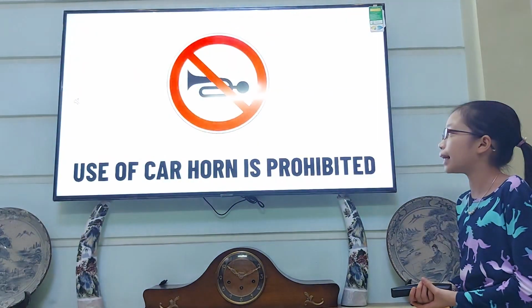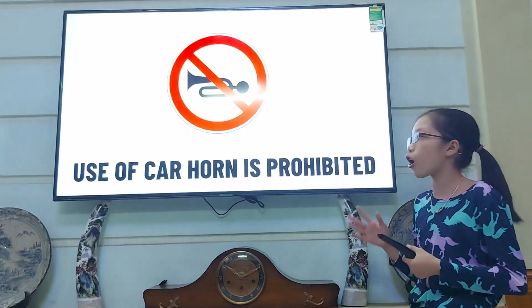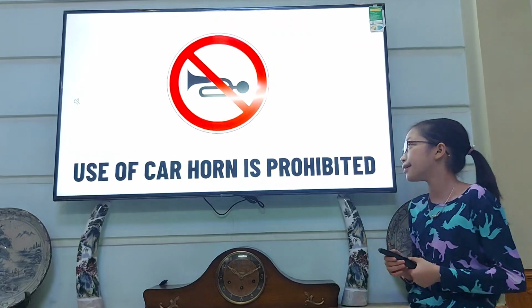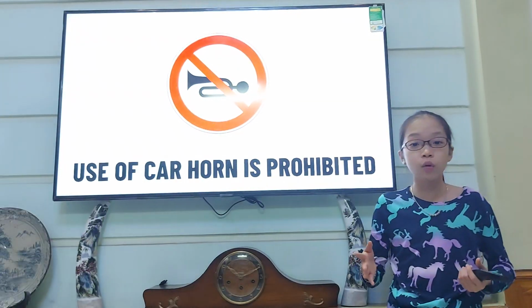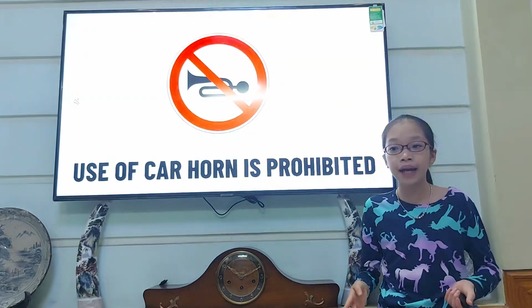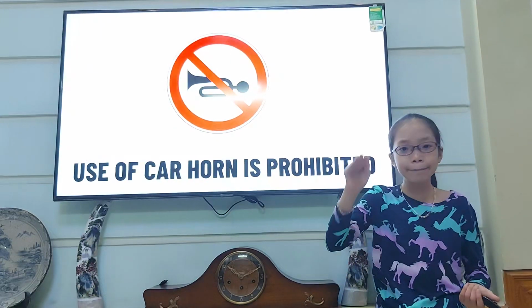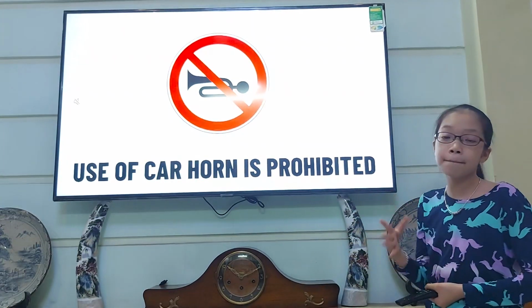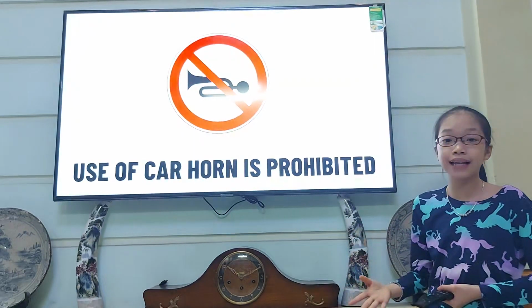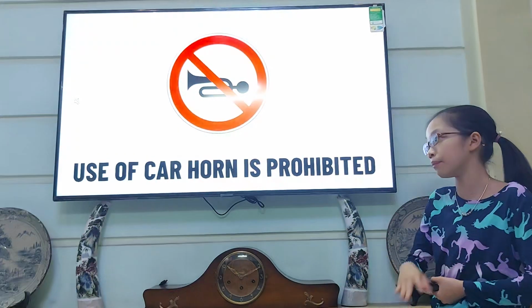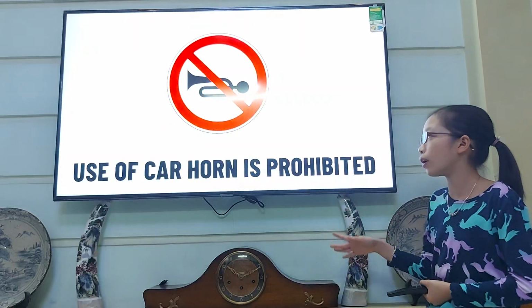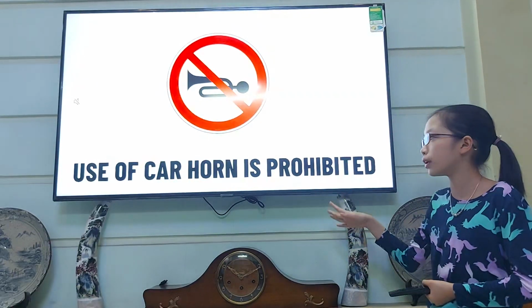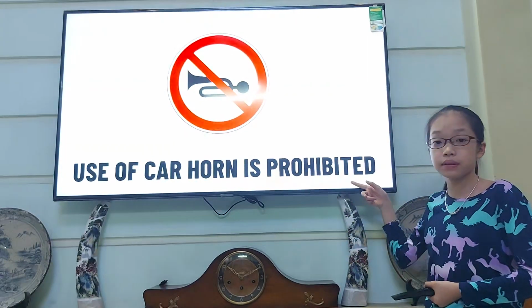Here, for this kind of sign, use of car horn is prohibited. That means when you ride a bike or ride a car or motorbike, there's a horn and you can beep the horn, right? But in this place, you can't beep the horn. If you beep the horn, then you'll get into trouble with the policeman. So you can't beep the horn. Use of car horn is prohibited.